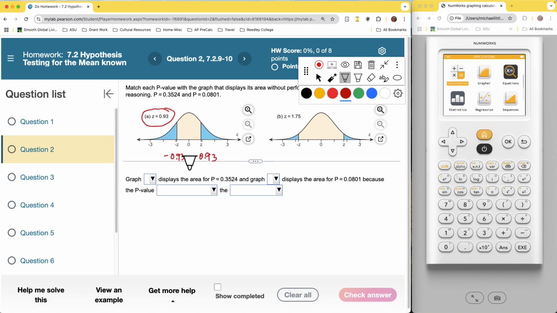And then we're asked questions about which one of these pictures, and this would be a -1.75, be a +1.75, which one of these graphs has which of the p-values. So we've got a p-value here, p-value here. What you're going to see is the p-value is the area that these things represent. So notice this p of .3524, that's 35%. But which one looks like 35%? This one here.